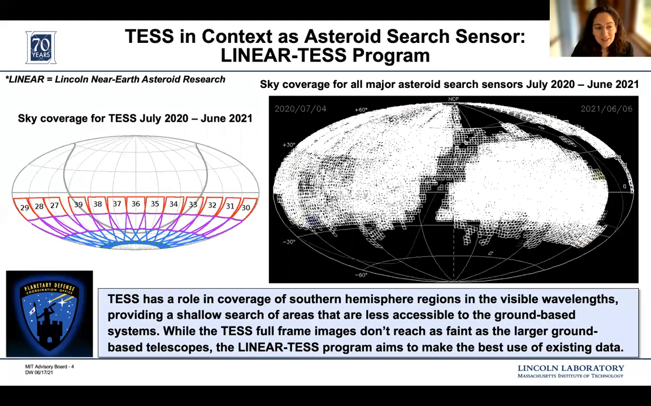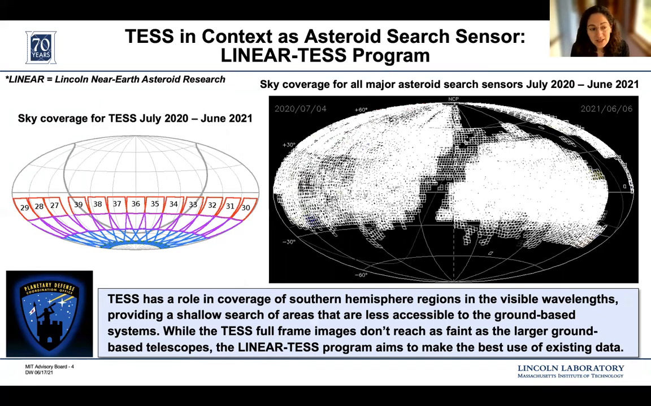So first, TESS in context as an asteroid search sensor, the LINEAR TESS program, as we call it. LINEAR is Lincoln Near-Earth Asteroid Research, which is a heritage program at Lincoln Laboratory for asteroid detection. So we recognize TESS full-frame images as a very valuable resource for asteroid detection.